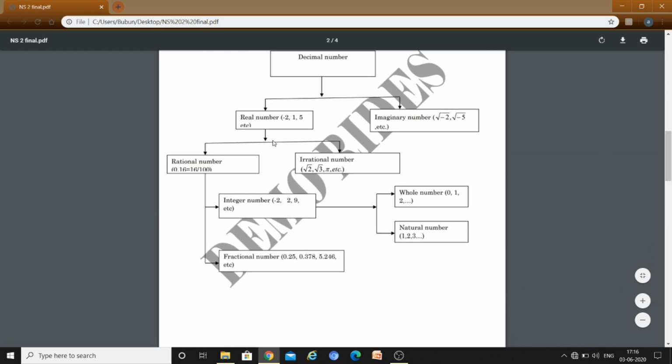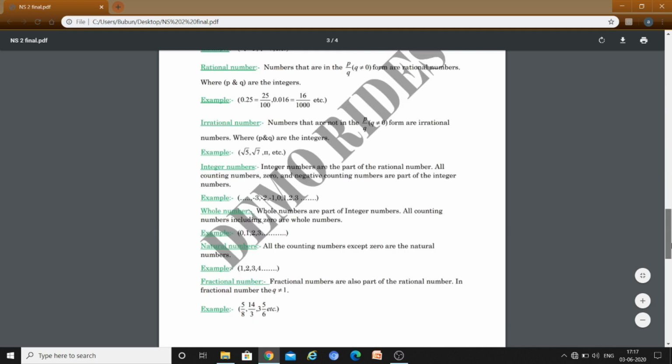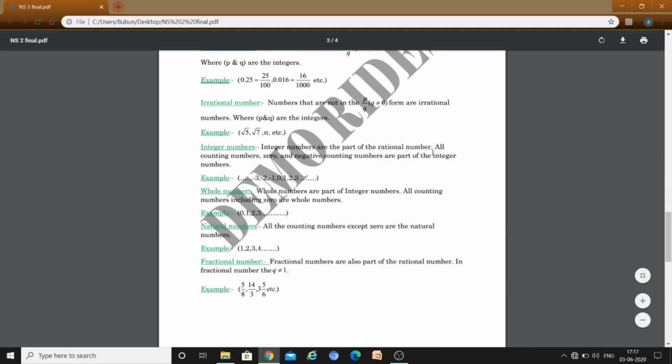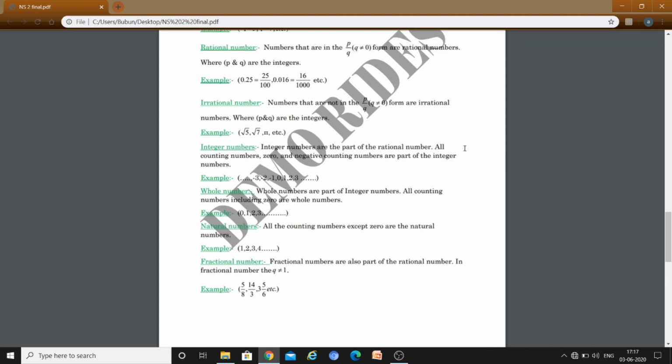Look, integer numbers are part of the rational numbers. Okay, definition of integer numbers. All counting numbers, zero and negative counting numbers are part of integer numbers. So all the counting numbers, whether negative or positive, including 0, are part of the integer numbers. For example, we can say 0, 1, 2, 3 and so on, and -1, -2, -3 and so on. All of these counting numbers are integer numbers.